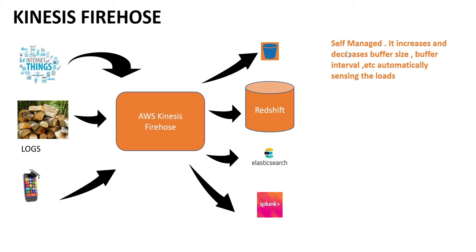This service is self-managed. There is a buffer size in this Kinesis. If the data keeps being read and written here, there is a buffer size, and because of the buffer size there is a concept of throttling. If the reads are high compared to writes, then there is a throttle, and Firehose will automatically increase the buffer size and buffer interval. This is how self-managed services behave.